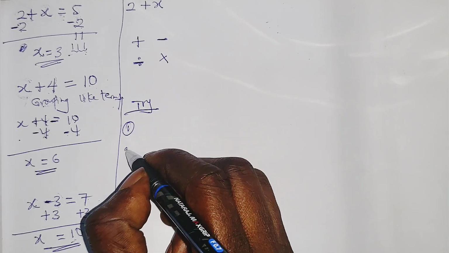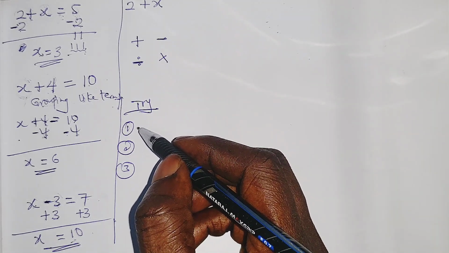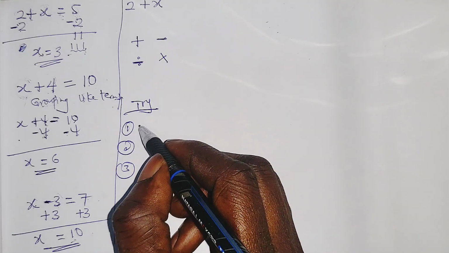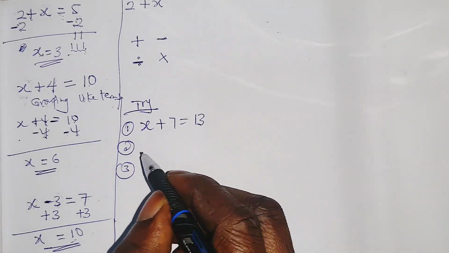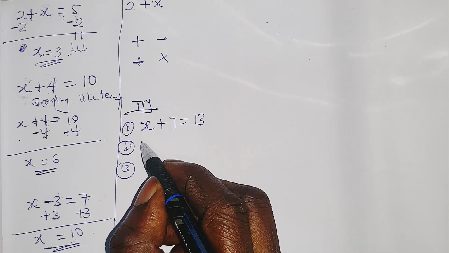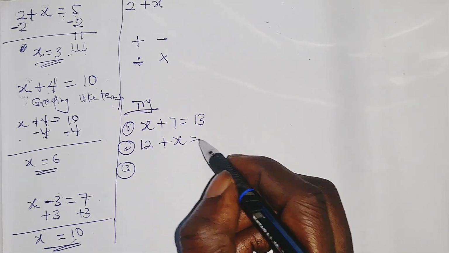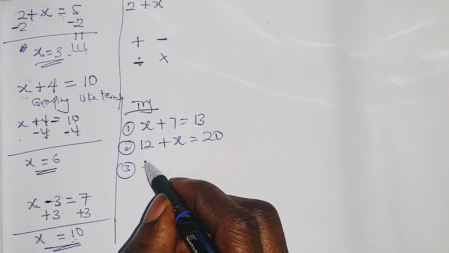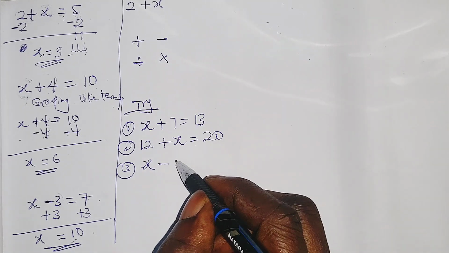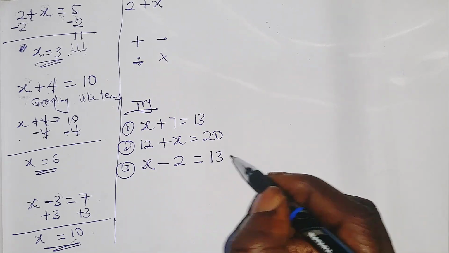So let's try these questions, just these 3 questions, and then I will leave the answer at the end of the video. So let's say we have x plus 7 is equal to 13. Then I will have, let's say, 12 plus a certain number is equal to 20. Then maybe I will have, let's say, x minus 2 is equal to 13, something like this.